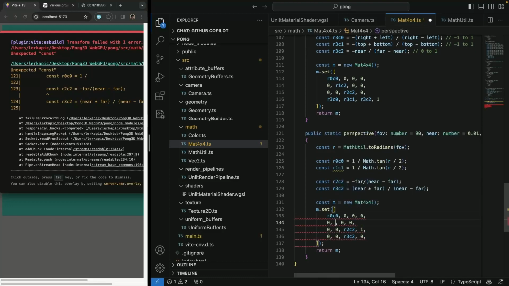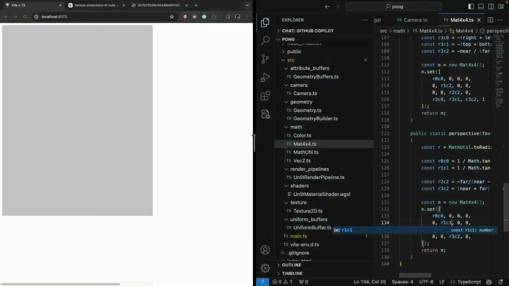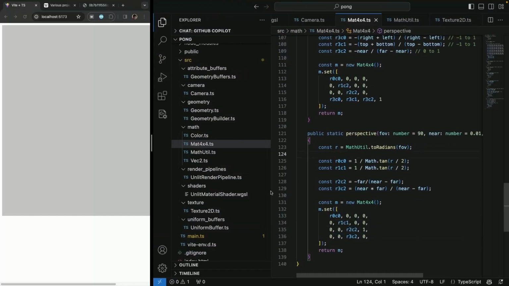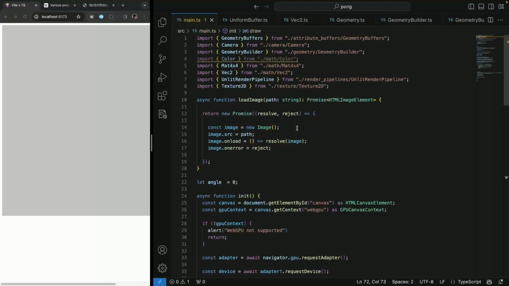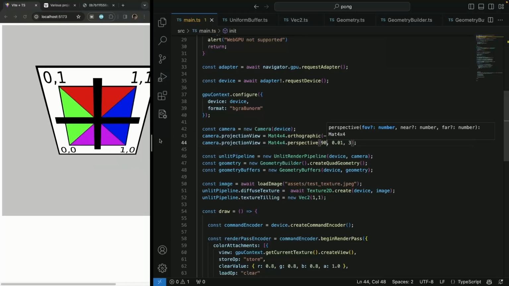C0, 1C1. And we don't see anything, because of course we changed our parameters. So we also need to add field of view here. Okay, and we can see it.